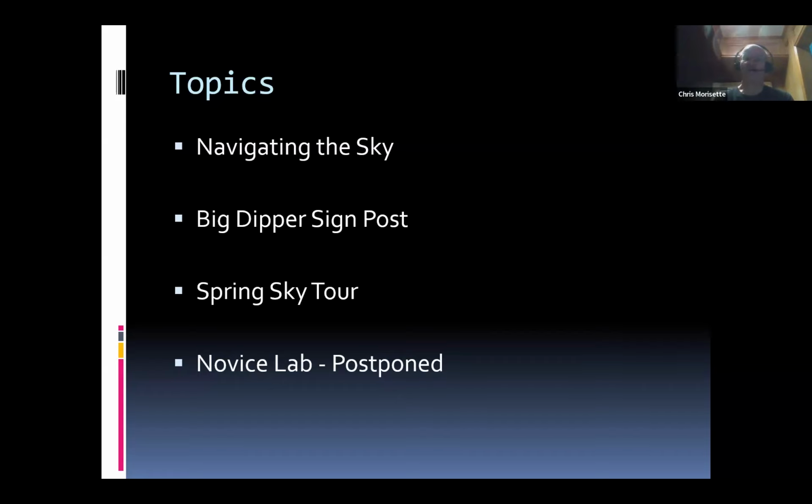You may remember from the winter discussion, Orion was our signpost, and that's going to be going down over the horizon soon. So the Big Dipper will now be our signpost, and it will take us on a tour of the spring sky, looking at some really cool objects that we will have access to during the spring months. We will then talk about some celestial events coming up in addition to the solar eclipse. And then I'll say a few words about the Novice Lab here at the end. You'll notice I have that marked as postponed, and I'll say more when we get to that point in the presentation.